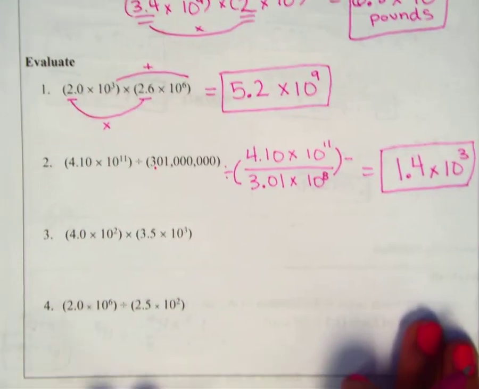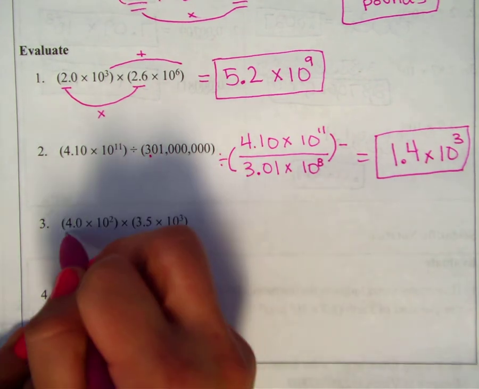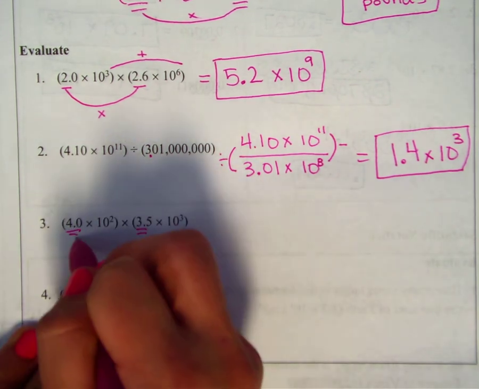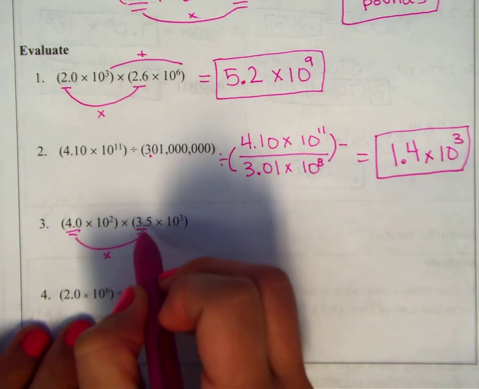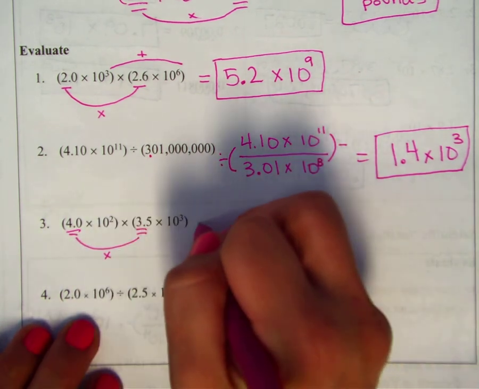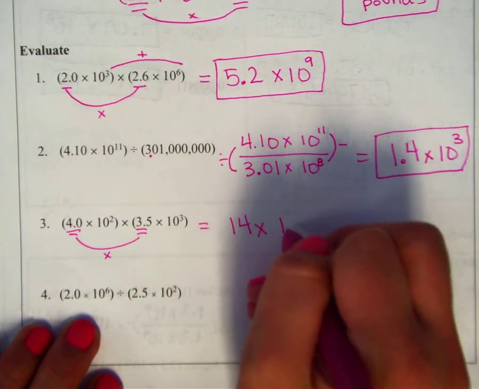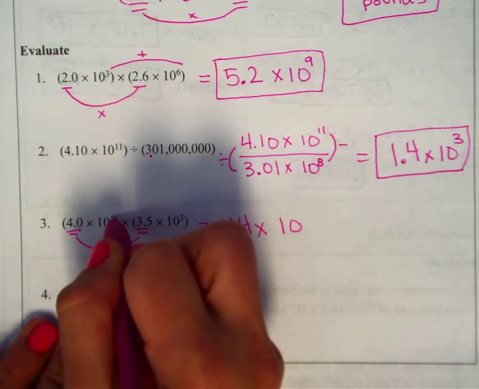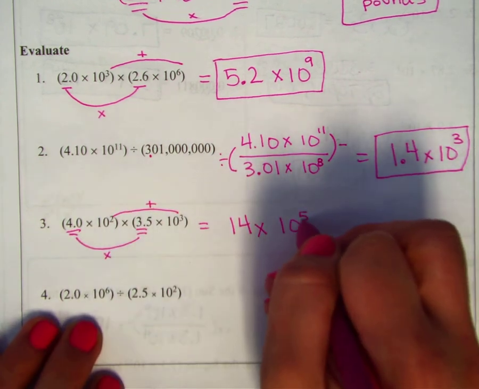All right, a couple more. So this times this. Again, we want to take the 2 coefficients and multiply those. So 4 times 3.5. 2 3.5s would be 7, so that would equal 14. And then times 10 to the, when we're multiplying, we add the exponents. So 2 plus 3 would be 10 to the 5th power.